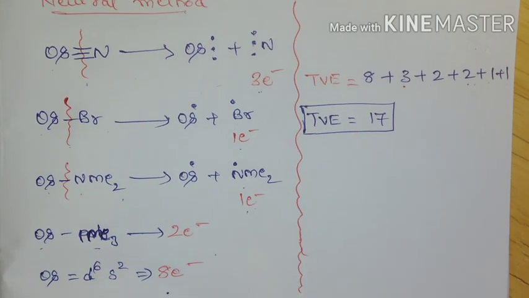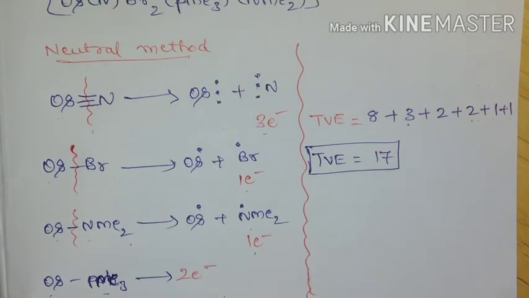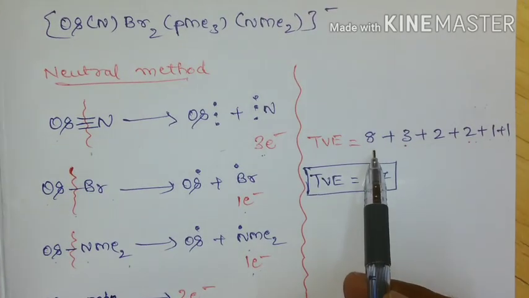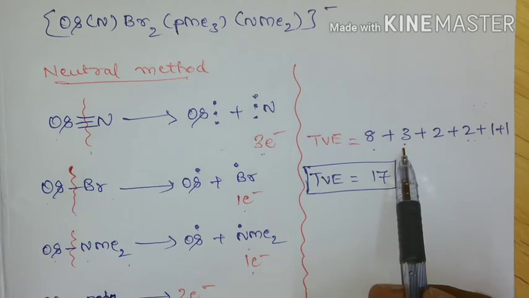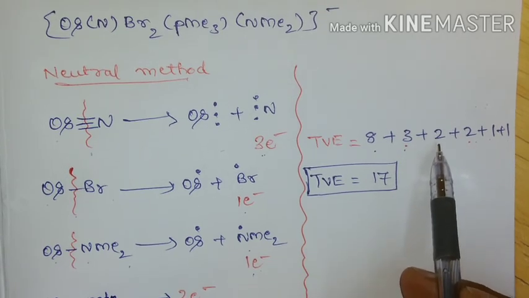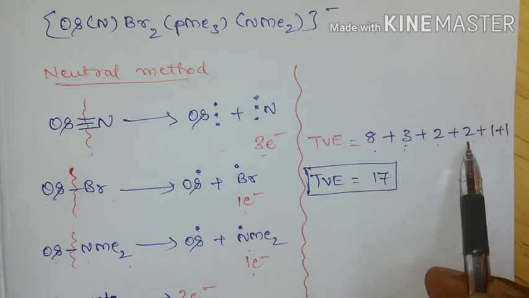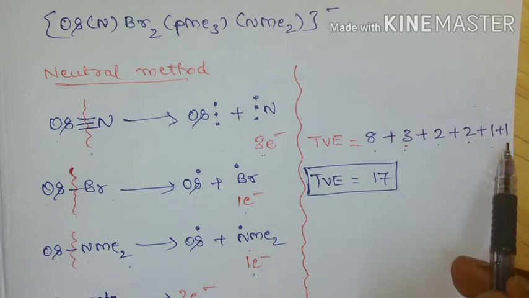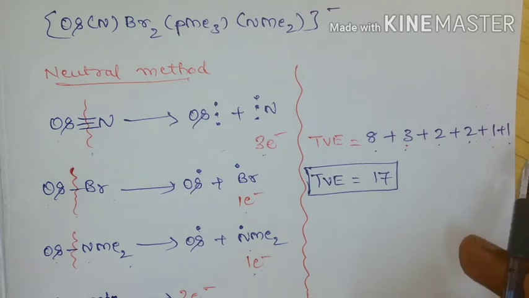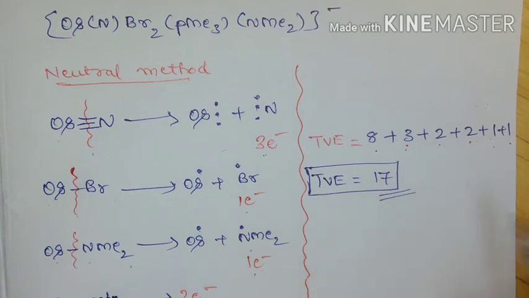So if I substitute all these values, osmium is going to contribute 8 electrons, nitrogen is going to contribute 3 electrons, Br2 is going to contribute 1 electron each, 2 into 1, 2 electrons, and PMe3, neutral ligand, 2 electrons, NMe2, 1 electron, and the negative charge on the complex, 1 electron. So we have got 17, meaning this complex is not obeying the 18 electron rule.